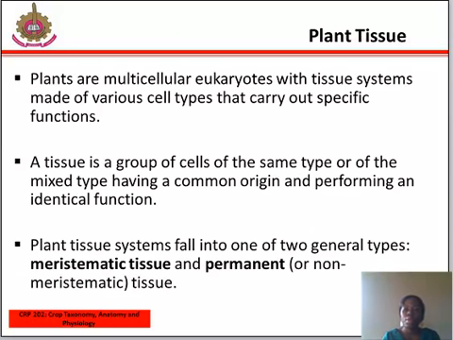Then the next learning outcome is plant tissues. Plants are multicellular eukaryotes with a tissue system made up of various cell types that carry out specific functions. A tissue is a group of cells of the same type or of mixed type having a common origin and performing identical functions. Plant tissue systems fall into two general types. We have the meristematic tissue and the permanent tissue. The permanent tissue is also known as non-meristematic tissue.